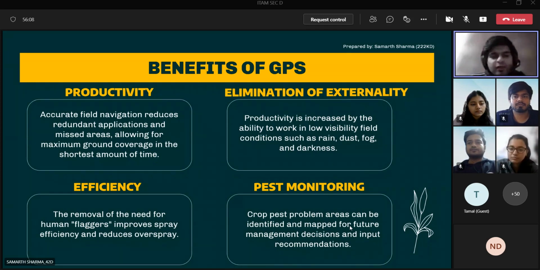And next is the efficiency part. The removal of the need for human flaggers improves the spray efficiency and reduces overspray. So that is another process by which we can increase our efficiency. And next is pest monitoring. Crop pest problem areas can be identified and mapped for future management decisions and input recommendations.